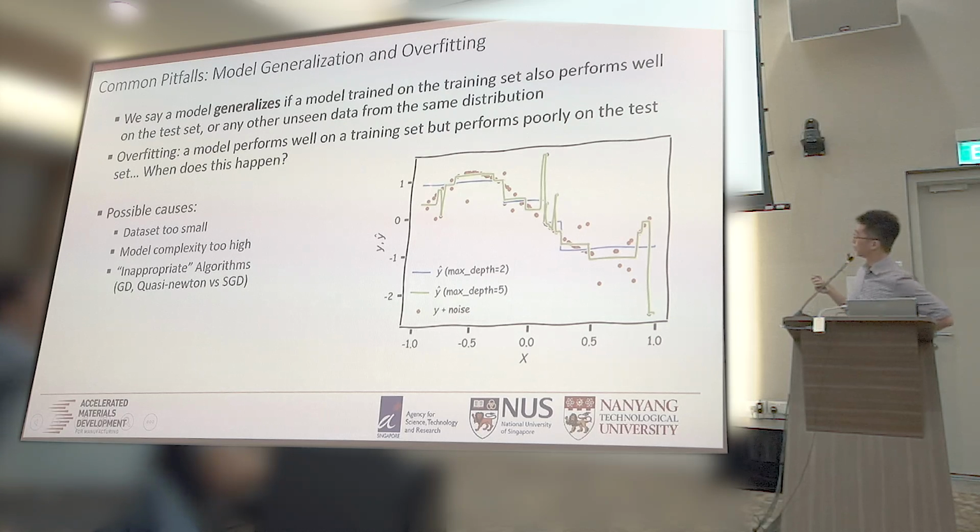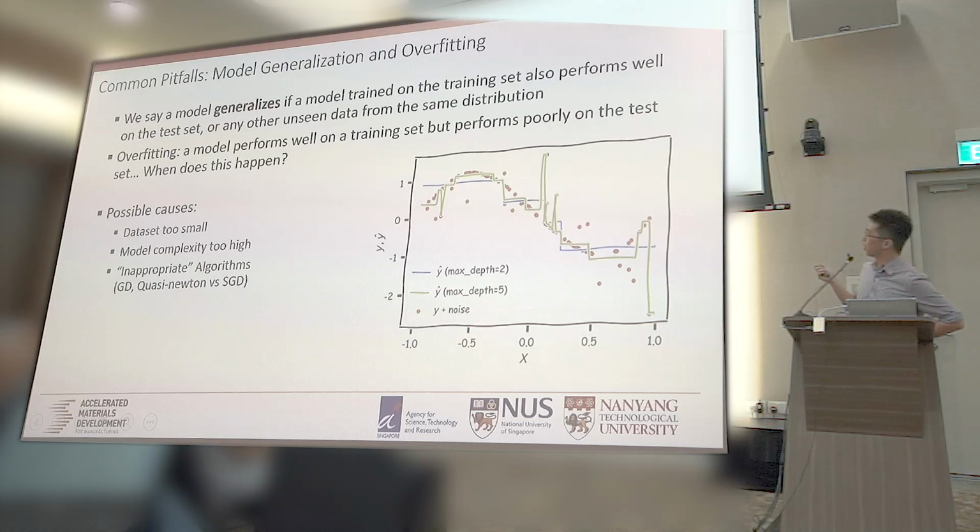demonstration of that. So we have the same problem of fitting this sine curve, except now I add some noise to some of the data points. Now, if you fit a low complexity model, with max depth equal to 2, you can see that the fitting is not too bad. And in particular, it seems that if I give you a new data set, the performance should be similar.